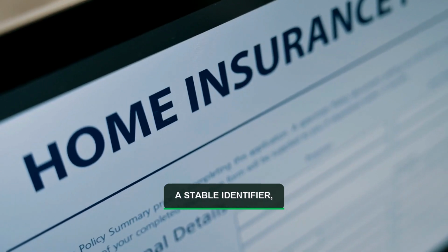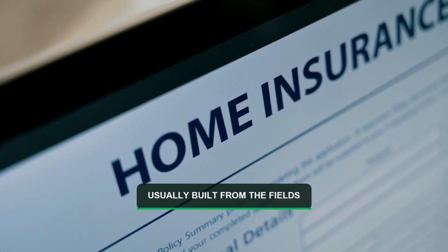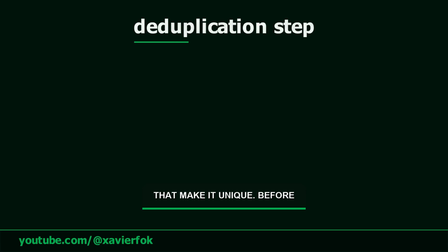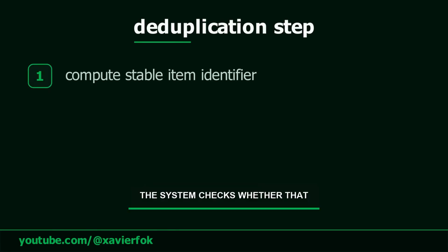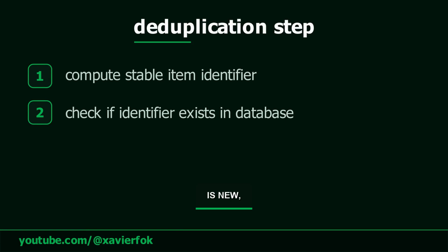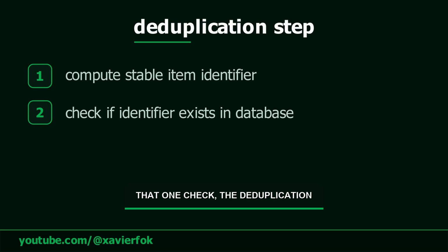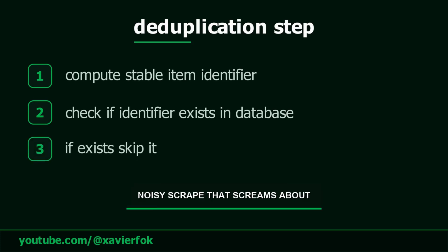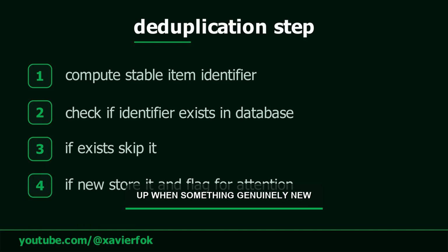Every item gets a stable identifier, usually built from the fields that make it unique. Before storing anything, the system checks whether that identifier already exists. If it does, skip it. If it does not, it is new. Store it and flag it for attention. That one check, the deduplication step, is what turns a noisy scrape that screams about everything every run into a quiet system that only speaks up when something genuinely new appears.